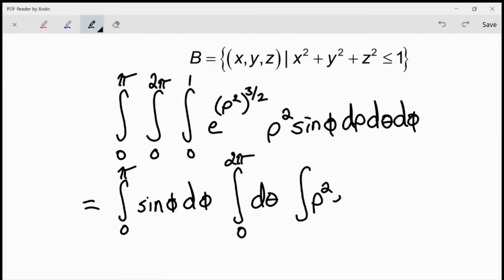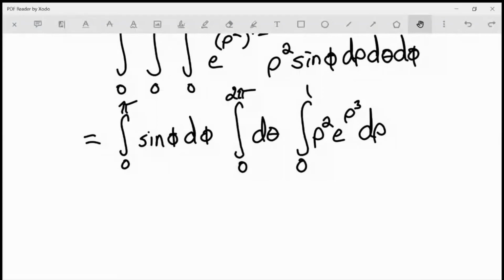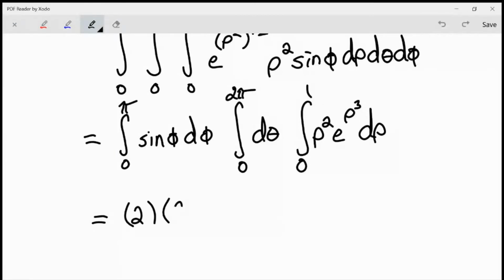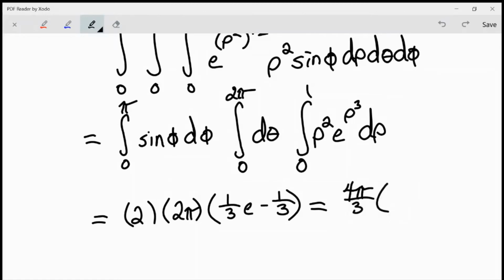I've got a rho squared e to the rho cubed. So that would require us to do a little bit of substitution and solve it out, but we're still going from 0 to 1. And now we just solve each one of those single integrals, and what you would end up with here is 2 times 2 pi times 1/3 e minus 1/3. And then just combine all those together and simplify, and you end up with 4 pi over 3 times e minus 1.